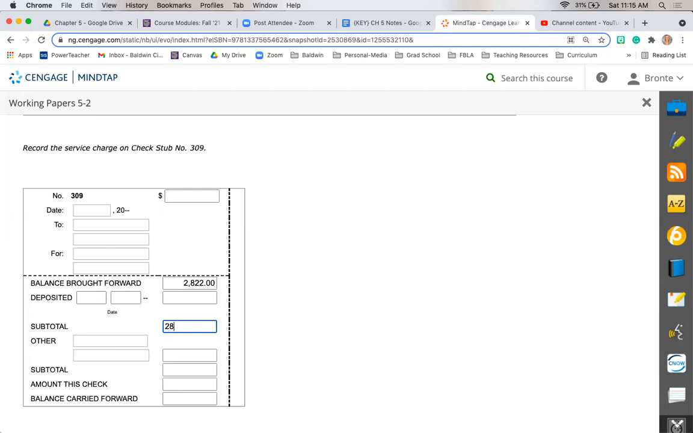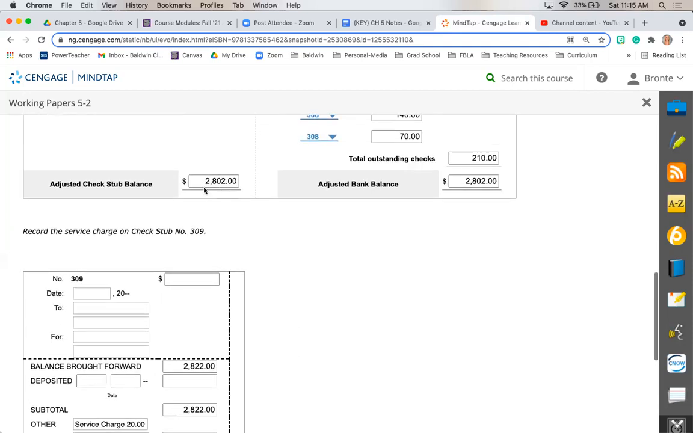Subtotal, $2,822. This other line is where we're going to write service charge. And we're also going to put the dollar amount over here. So we know that this $20 is being subtracted. So our new subtotal is going to be that $2,802, which is what we put right here in our adjusted check stub balance.